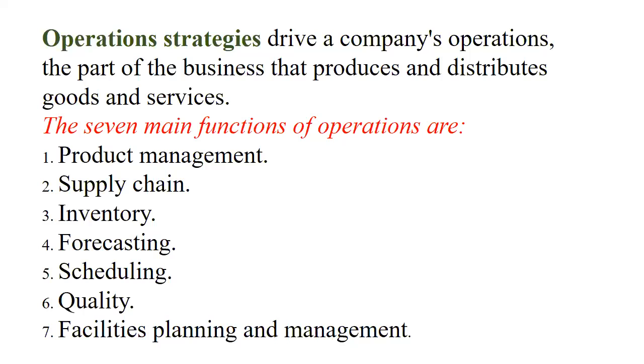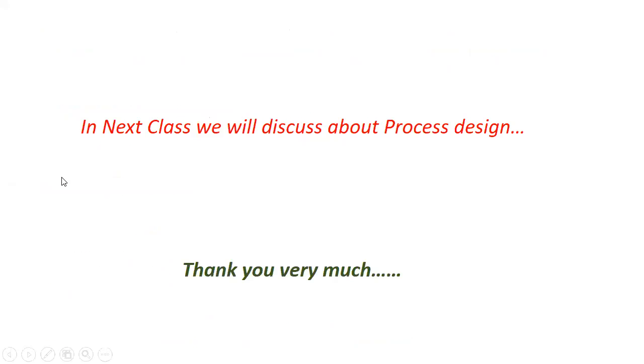Facilities planning and management. Facilities means all the infrastructure, what infrastructure we have, and the repairs and maintenance, all these things we are going to see. The total operations strategy's main functions are all these. So in the next class, we will discuss process design, that is, the different types of processes we have. That we are going to see in the next class.